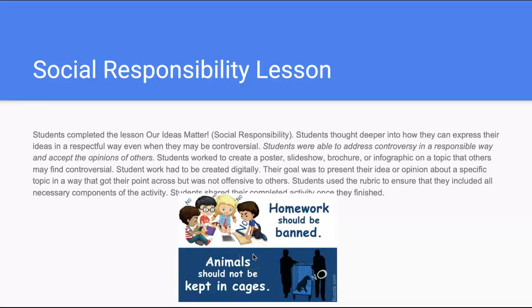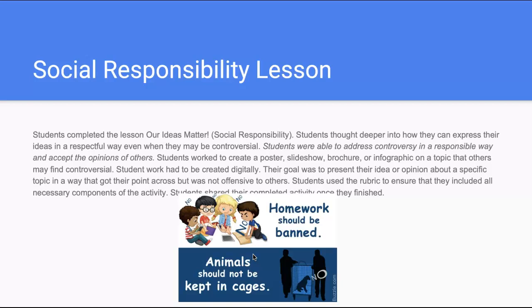Students engage in a series of mini lessons to learn various aspects of digital citizenship in the classroom. One of the lessons that they learned was a social responsibility lesson titled Our Ideas Matter. Students thought deeper into how they could express their ideas in a respectful way, even when they may cause a little bit of controversy. Students were able to address controversy in a responsible way and accept the opinions of others.